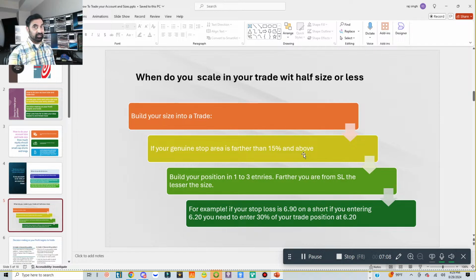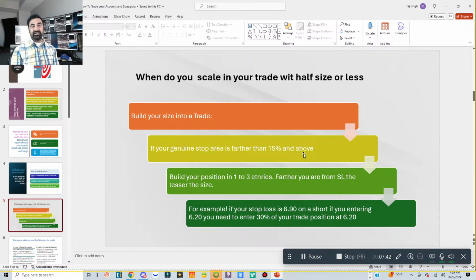You're not going to cut it, not under our system. So you have to know a system, which is our system. Build your position in 1 to 3 entries. The farther you are from stop loss, the lesser the size. You heard me right. For example, if you have a stop loss at 690 and you're entering at 620, that's 15%, or a little bit more than 15%, because that is 70 cents. You need 62 cents. That is basically 70 cents.